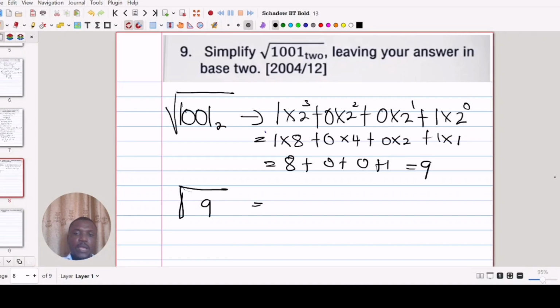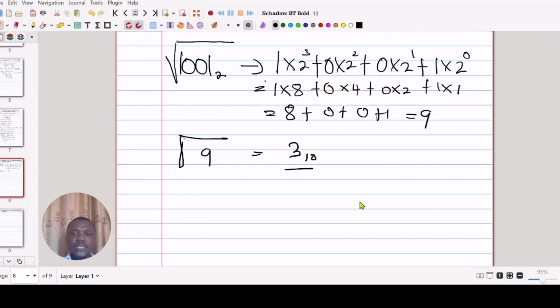Now you can find the root of 9. What's the root of 9? The root of 9 is 3, but the 3 is in base 10. So I will actually leave our answer in base 2. So this 3 base 10, I'm going to convert to base 2.